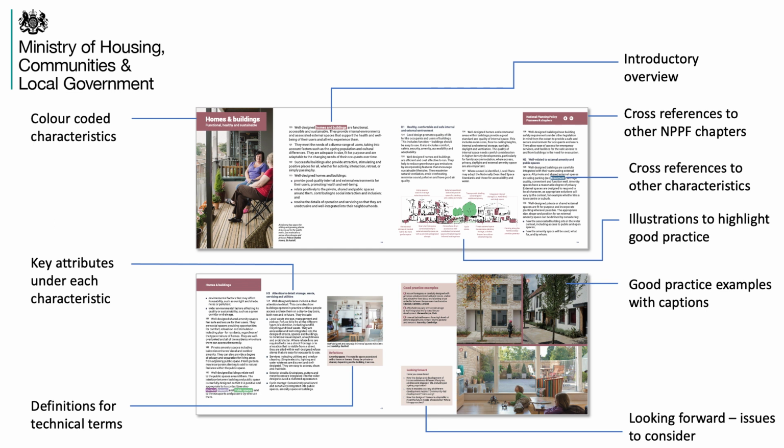A key feature is the cross-referencing, both to other characteristics in the guide itself and to other chapters of the NPPF. These make it easy to relate the individual characteristics back to statements in national planning policy, both for planning applications and decision-making purposes. The National Design Guide is available for download from the gov.uk website.